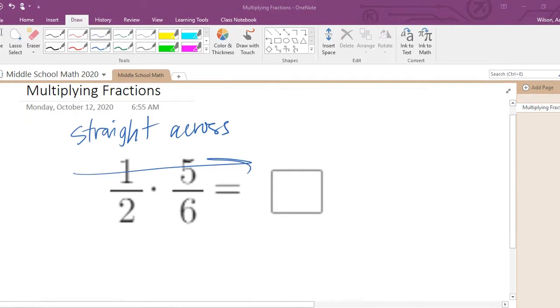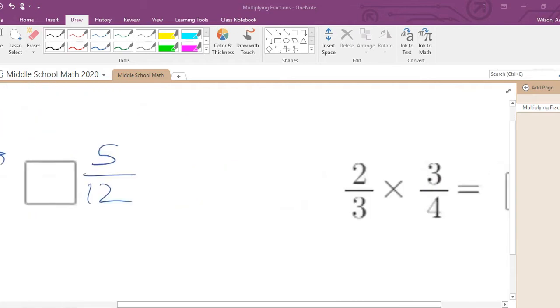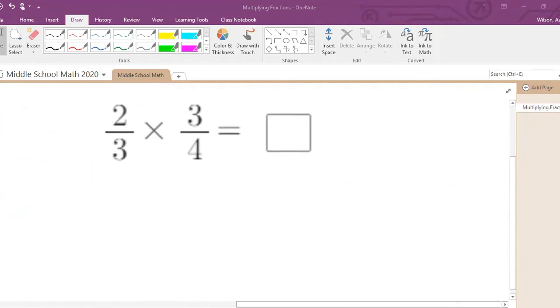So in this case, 1 times 5 is 5, and 2 times 6 is 12, and 5/12 cannot be simplified, so the correct product for 1/2 times 5/6 is 5/12. On into the next problem.